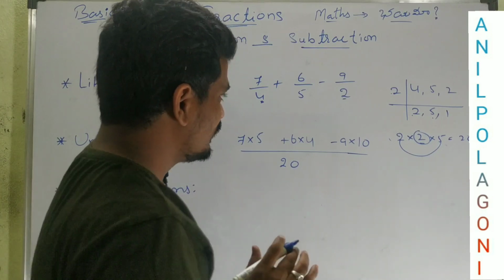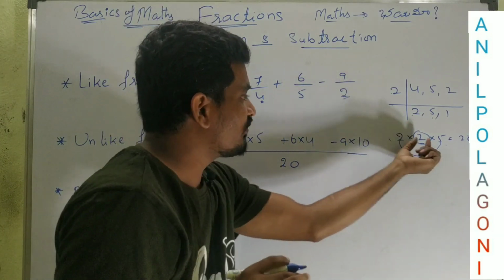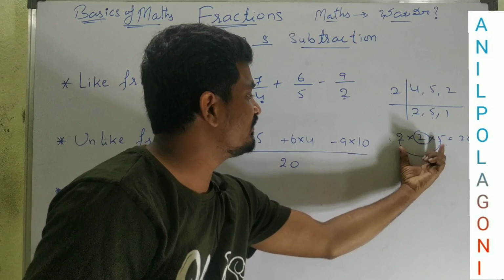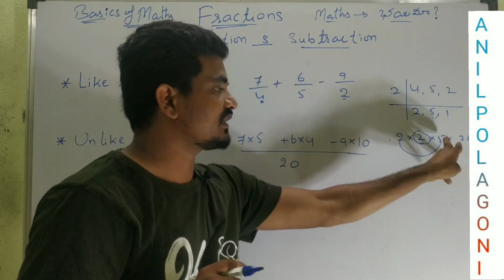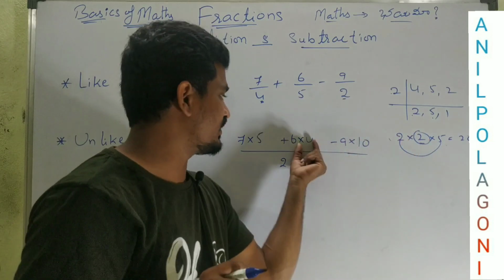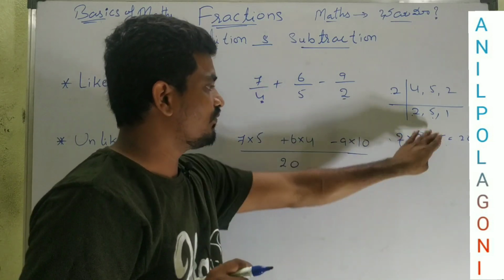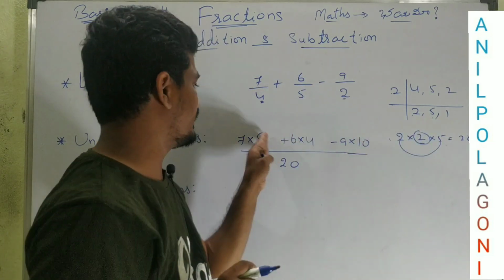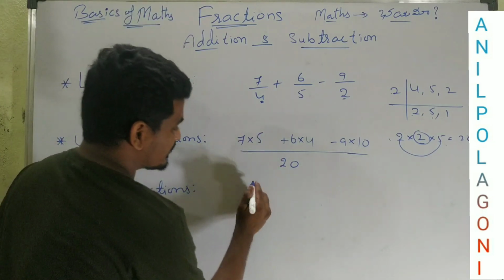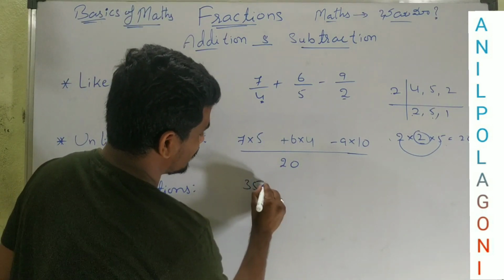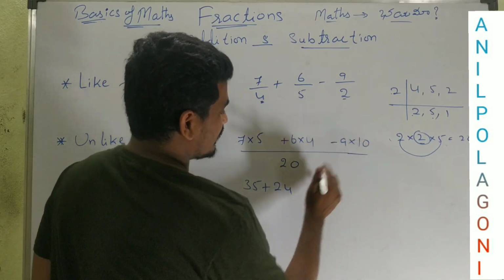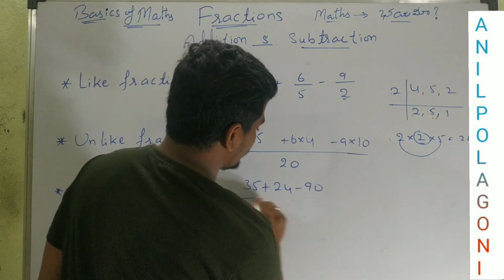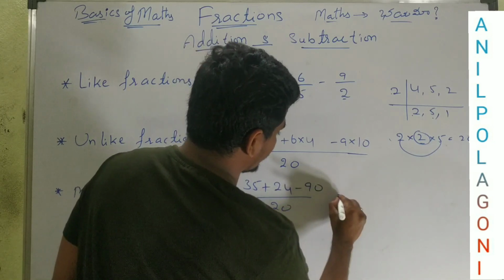Understood? Which number is there, that number we have to circle, and the remaining 2 numbers' multiplication we should write here. Here 5 is there, circle the 5, and remaining numbers we can write. Here 4 is there, 4 circle, and remaining number should write here. Okay, 7 5s are 35 plus 6 4s are 24 and 9 10s are 90 by 20.